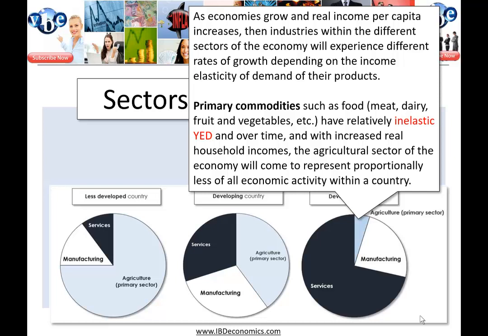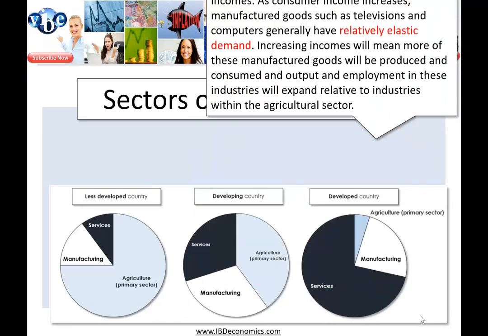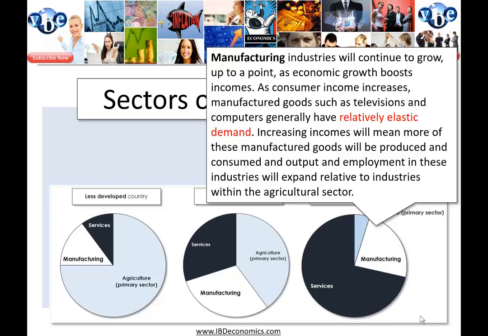And we can see that going across the different types of countries here. Less developed countries, for example Mozambique, agriculture is a huge chunk of the economy. Developing country, such as Indonesia, the agricultural sector starts to fall away, manufacturing becomes more important, as do services. Whereas with developed countries like Sweden, Australia, and the UK, services have the lion's share of the economy. Agriculture, just a little part.